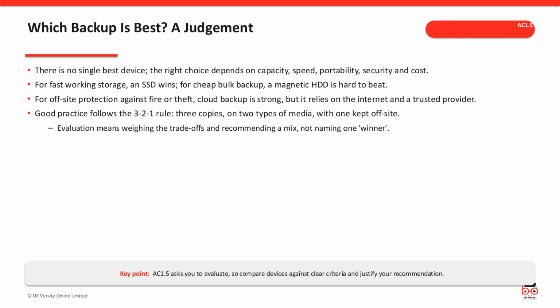And for protection against fire or theft, cloud backup is strong, though it leans on your internet and a trusted provider. Good practice follows the 3-2-1 rule, 3 copies of your data on 2 different types of media, with 1 kept off-site. Evaluating, remember, means weighing those trade-offs and recommending a sensible mix, not crowning a single winner.